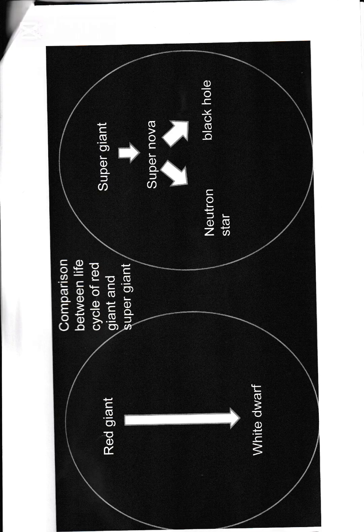This is a comparison between the life cycle of a red giant and a supergiant. As you see on the left, a red giant can become a white dwarf, and on the right, a supergiant can become a supernova, and the supernova can become a neutron star or a black hole. The life cycle of the supergiant.